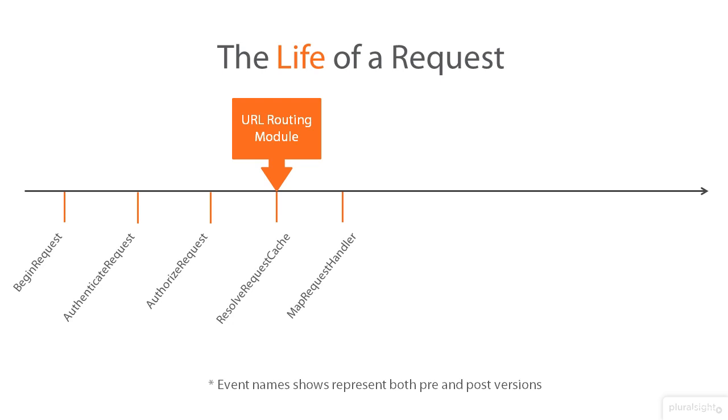event. So the way I like to think about this is that the URL routing module sort of chooses the handler behind the scenes, and map request handler just kind of officially states that the handler is about to be chosen. I just want you to be aware of what's technically going on behind the scenes though.